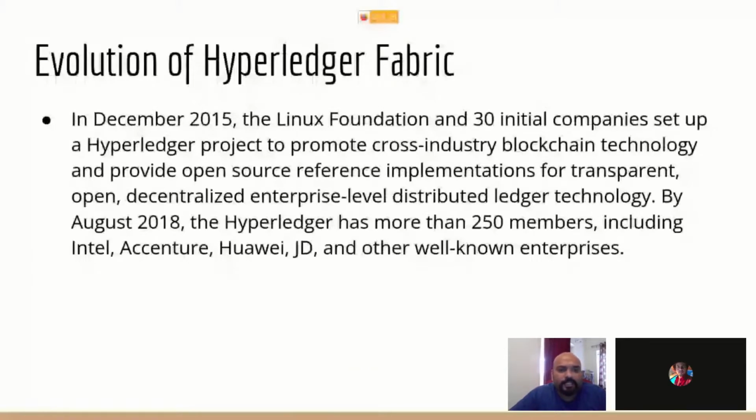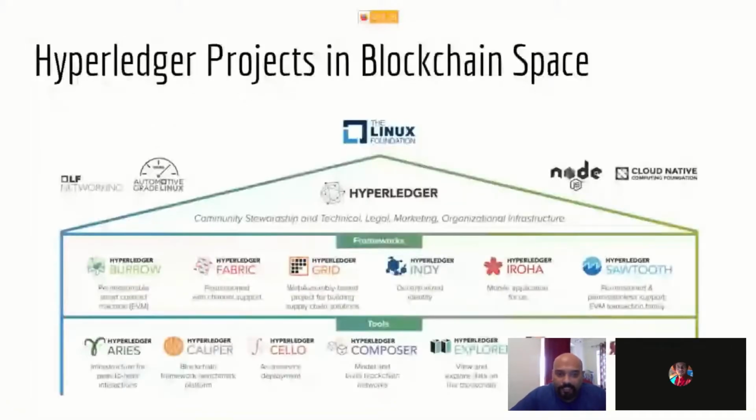This project started in December 2015, with guidance and leadership from the Linux Foundation and 30 companies, to set up a project to promote cross-industry blockchain technology collaboration. From 2015 onwards, it has grown phenomenally, both in depth and in breadth. The next diagram will show you how versatile the Hyperledger project ecosystem is right now.